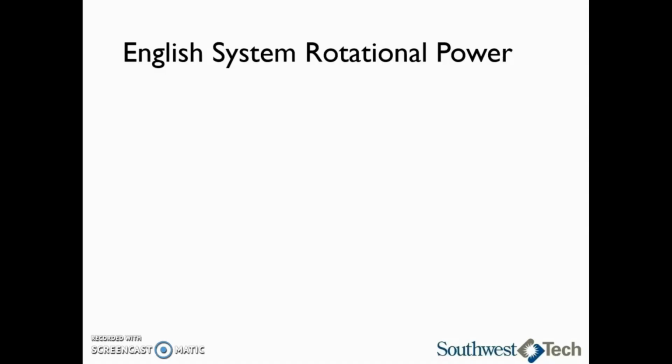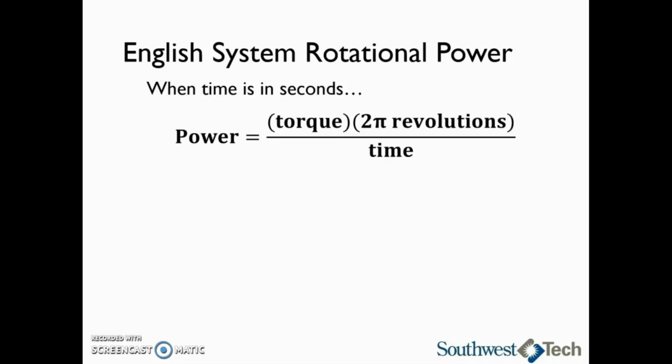Our sixth lecture video on rotational motion will cover rotational power in the English or standard system. If time is given in seconds in the problem, we can use the equation power is equal to torque times 2 pi revolutions divided by time.